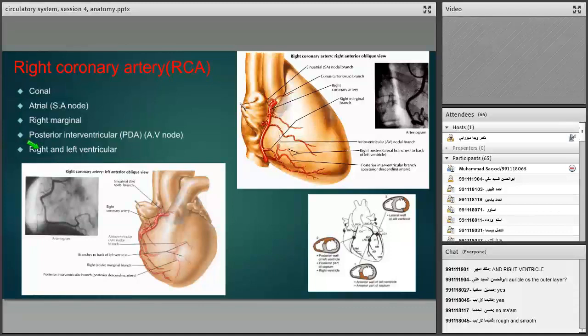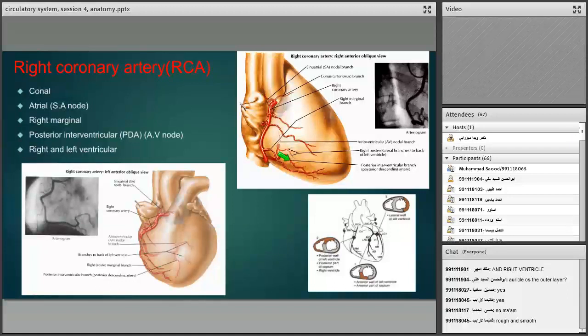Now, here we have the interventricular septum. The interventricular septum is placed between the two ventricles of the heart. It has two parts, the membranous and the muscular part. The inferior 1/4 of the interventricular septum is being supplied by the posterior interventricular branch of the right coronary artery.